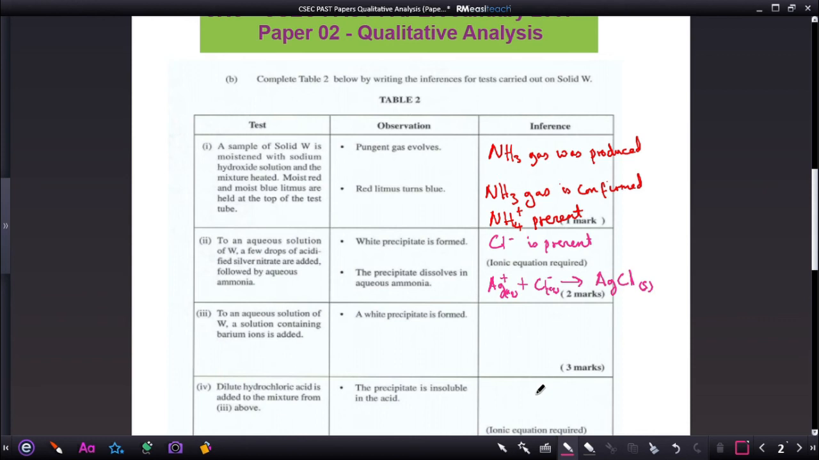Part 3. To an aqueous solution of W, a solution containing barium ions is added. The white PPT is formed. If a white PPT is formed, it means that the sulfate ion is present, because barium sulfate is the white PPT. So the sulfate ion from the solution would react with the barium ion to produce the white PPT of barium sulfate.